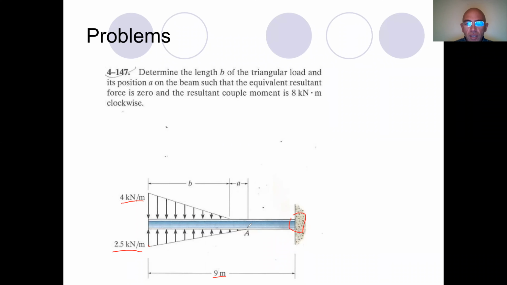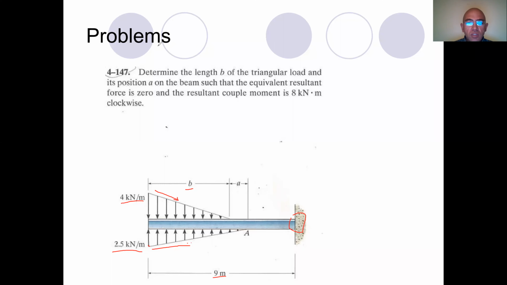Now we have a point A here, so the lower triangular load ends at point A, and its magnitude is decreasing linearly, as you see. And the upper load is 4 kilonewtons per meter. Again, its magnitude is decreasing linearly, and moreover, it acts on a length of B. The lower 2.5 kilonewtons per meter load acts on a length of B plus A.